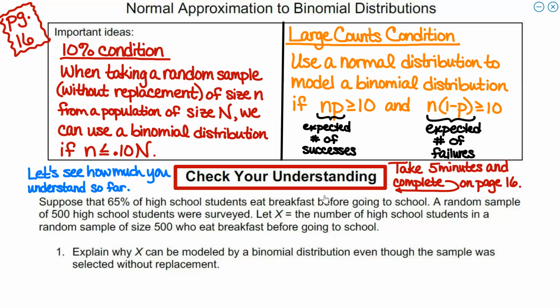Number 3, your large counts condition is just n times p, so your mean, and then n times 1 minus p. This is your mean for your successes, your expected number of successes. We expect to have more than 10 successes. We also expect in our sample to have more than 10 failures. As long as I expect to have more than 10 successes and more than 10 failures, we can use that normal approximation.